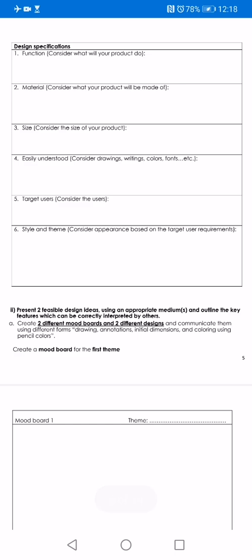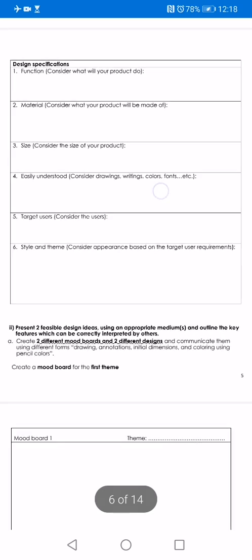The fourth one says easily understood. How do you make sure, that's what you need to write down. How do you make sure that the clock is easily understood? What should it be and what should it include in order to be easily understood? Think of the drawings that should be on it. Think of the writings. What should it include in front of it, on it, to be easily read and understood by your target market? What writings should it include? What colors? How should the colors be? And also the font and the size of the font.